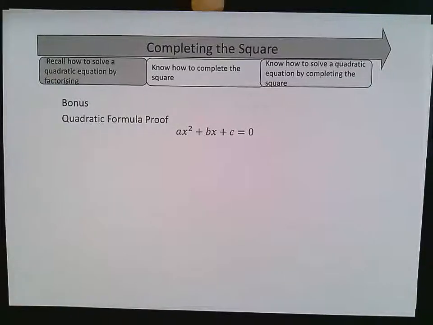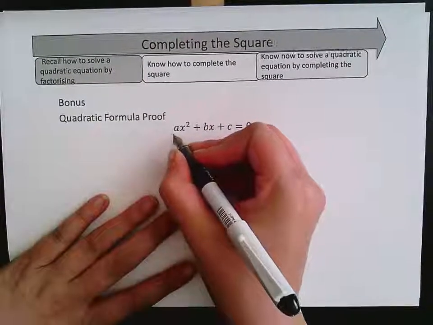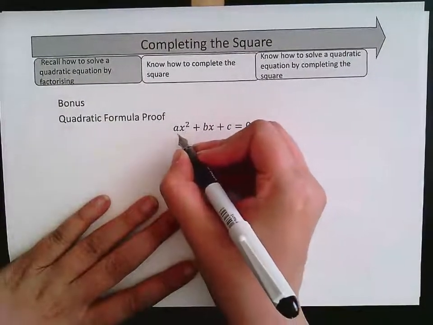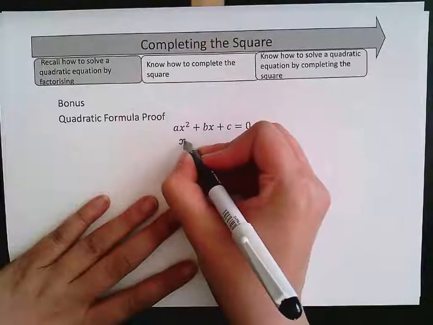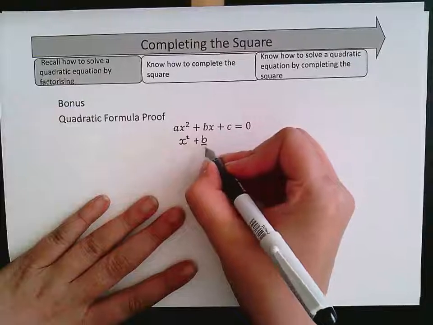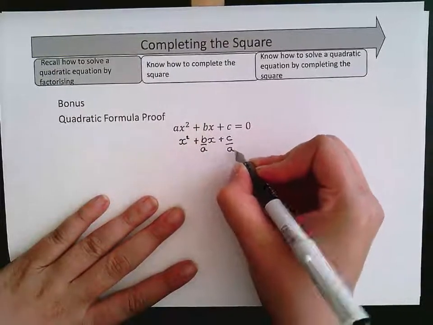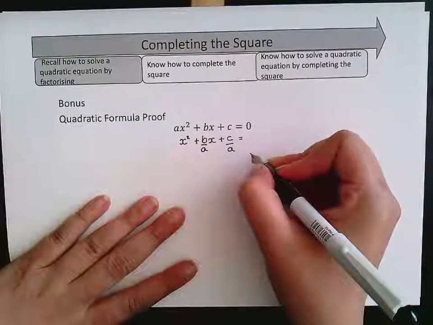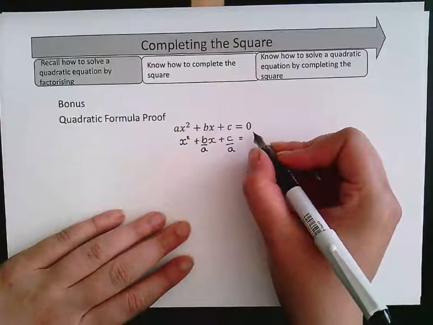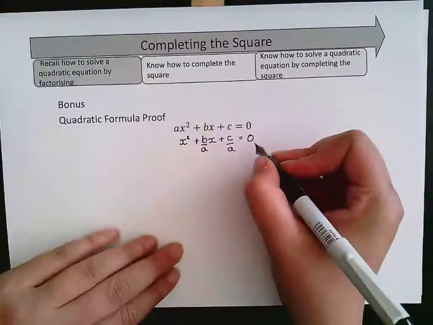So the first thing I'm going to do is get rid of the a in front of the x squared. I'm going to do that by dividing every term by a. So a divided by a is 1. b divided by a. And then c divided by a. I will also do 0 divided by a. Now 0 divided by anything is always 0, so that one's quite straightforward.